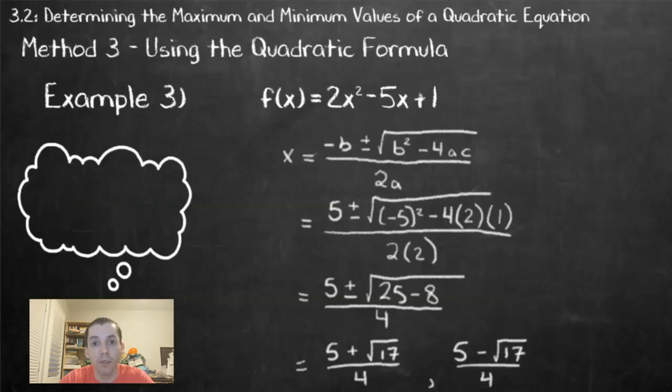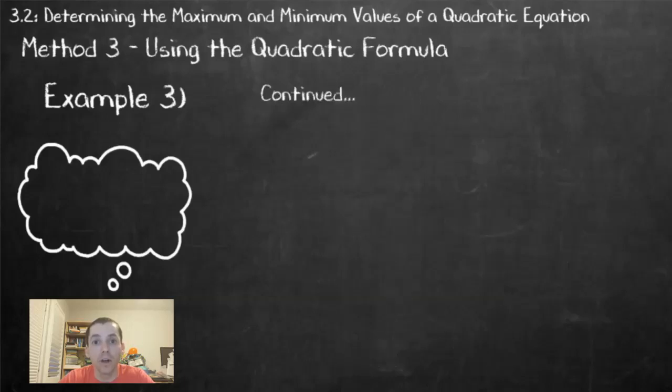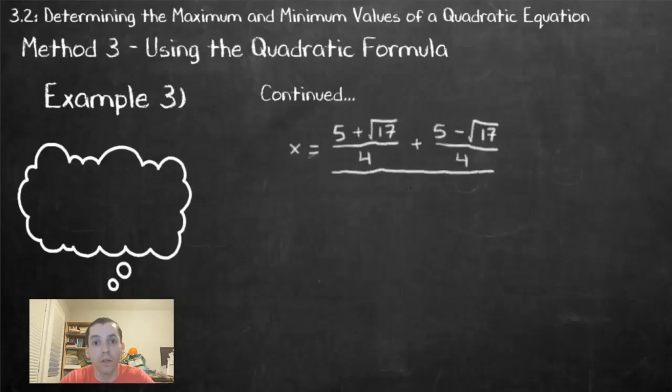Once we have our roots, we are going to add them together and divide by 2 in order to find the equation of the axis of symmetry. It's going to start out quite confusing looking, but it will get simpler as we progress, and I'll show you why in a second. So our first root is 5 plus root 17 over 4. Our second is 5 minus root 17 over 4. All of this will be divided by 2.